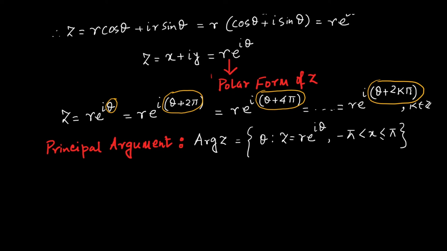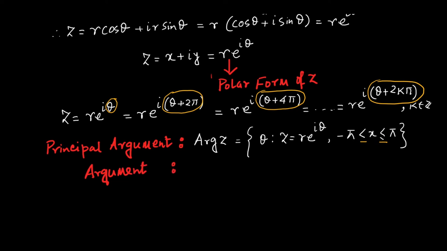Look at the sign here. This minus pi is strictly less than and this plus pi is less than or equal to. That means it will be higher than minus pi and it will be lesser than or equal to plus pi. So one particular theta which satisfies this condition will be known as a principal argument. All other permissible thetas, because we know there can be more than one theta, are known as argument. Argument only.